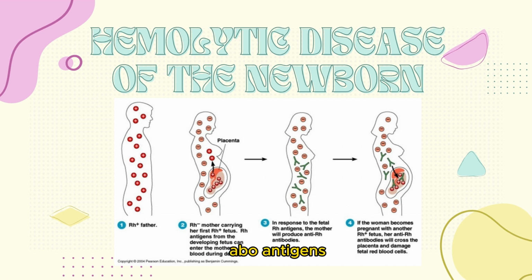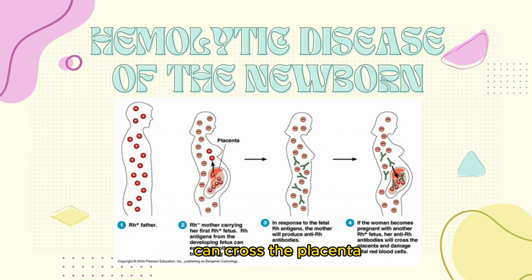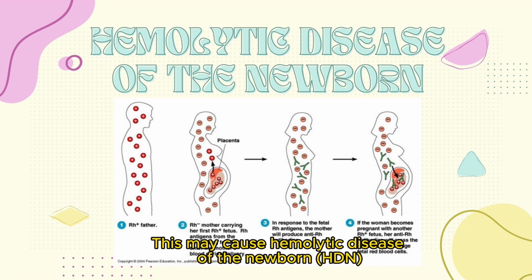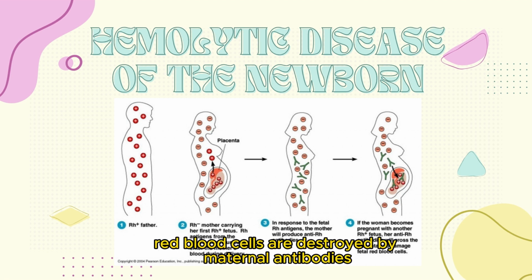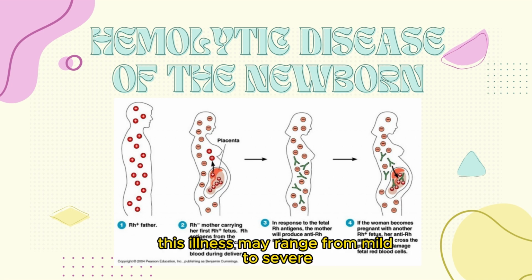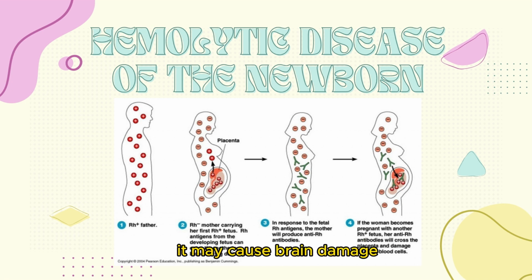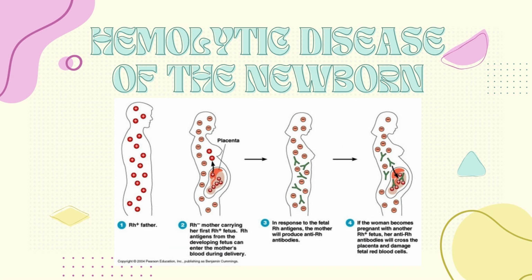Unlike antibodies against ABO antigens, antibody against the rhesus D antigen can cross the placenta and enter the blood of the fetus. This may cause hemolytic disease of the newborn, or HDN, also called erythroblastosis fetalis, an illness in which fetal red blood cells are destroyed by maternal antibodies, causing anemia. This illness may range from mild to severe. If it is severe, it may cause brain damage and is sometimes fatal for the fetus or newborn.